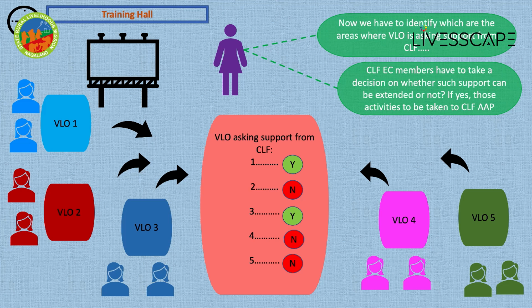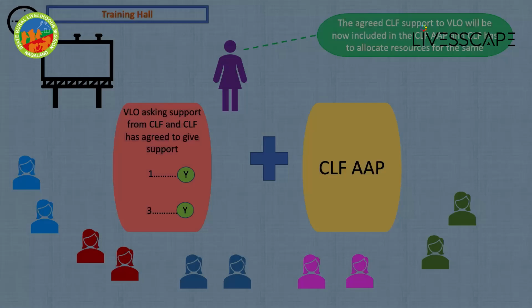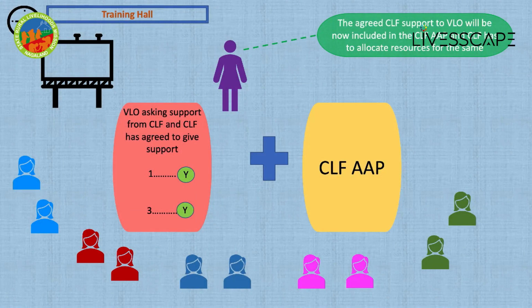to help the VLOs. This is the first stage of the CLF action planning, where a connect is made between the VLO action planning which happened at the village level and the CLF action planning which is going to happen. This is the session where the VLOs articulate collectively what kind of expectations and help they want from the CLF. The agreed CLF support items to the VLO will now be included in the CLF action planning, and the CLF will gradually have to allocate resources for the same.